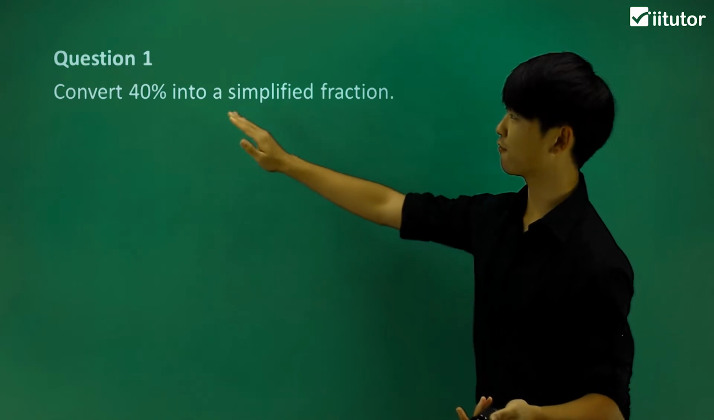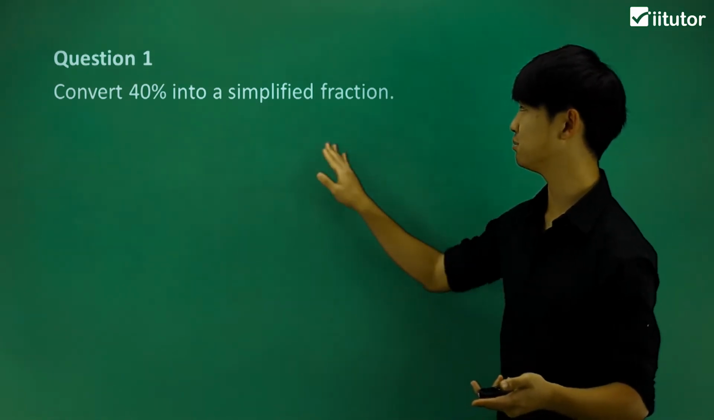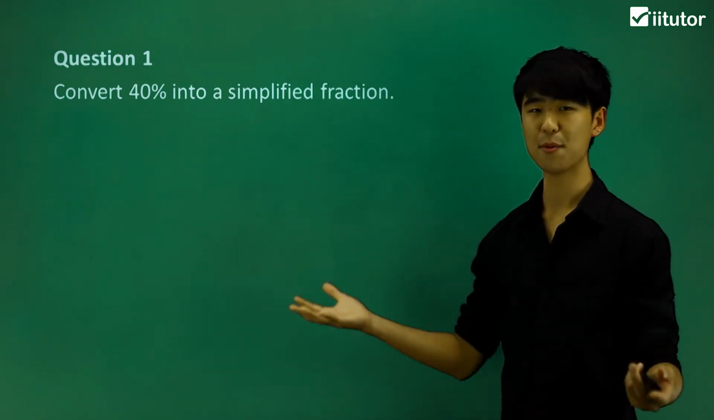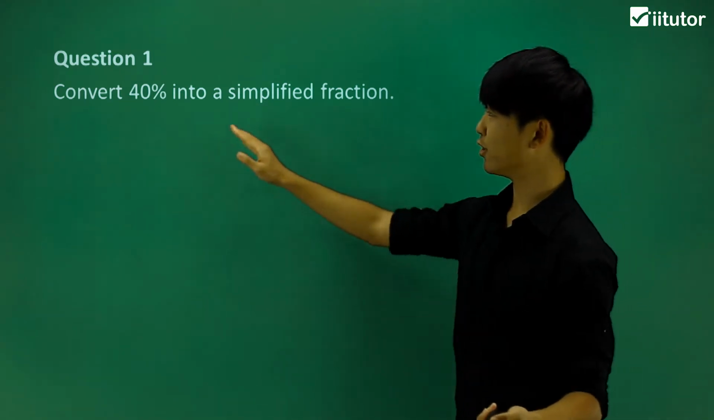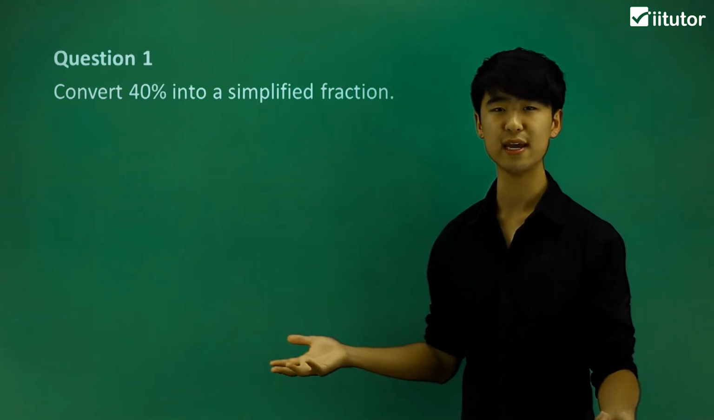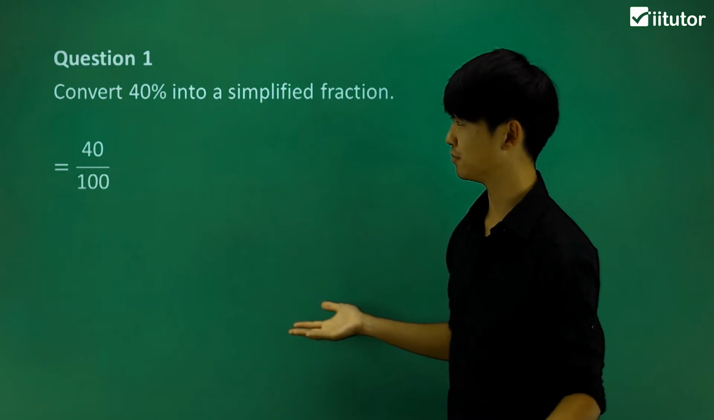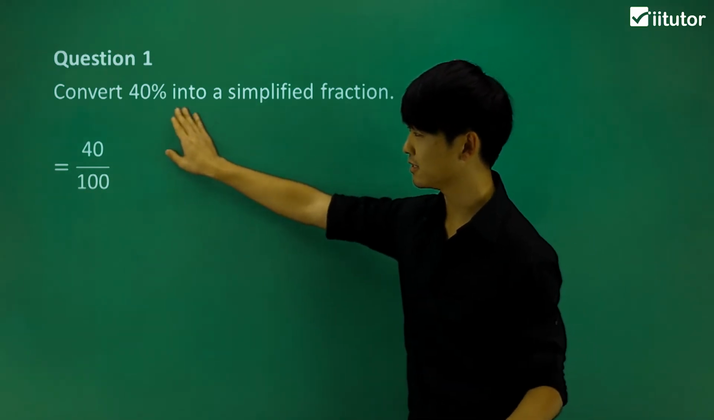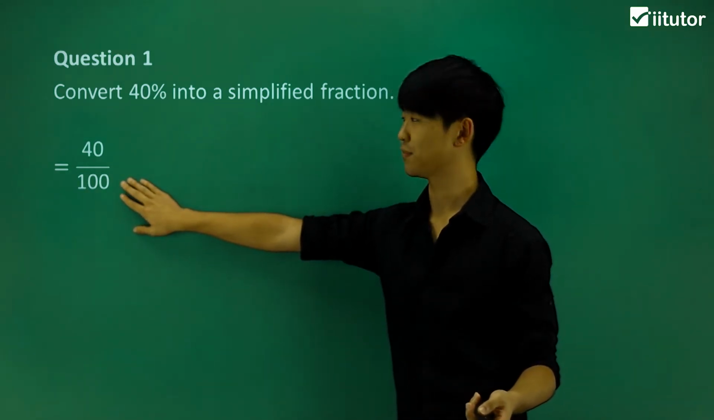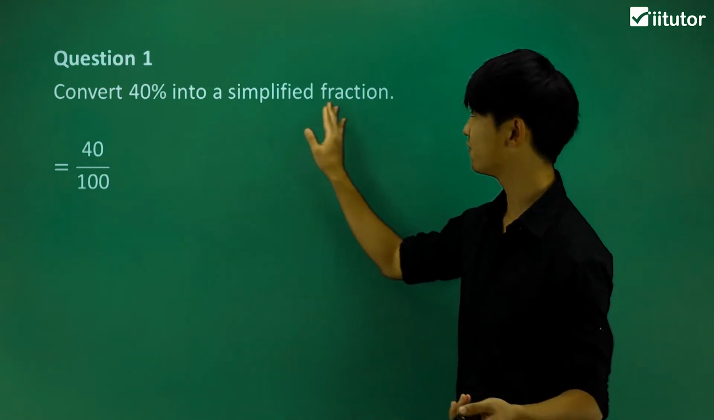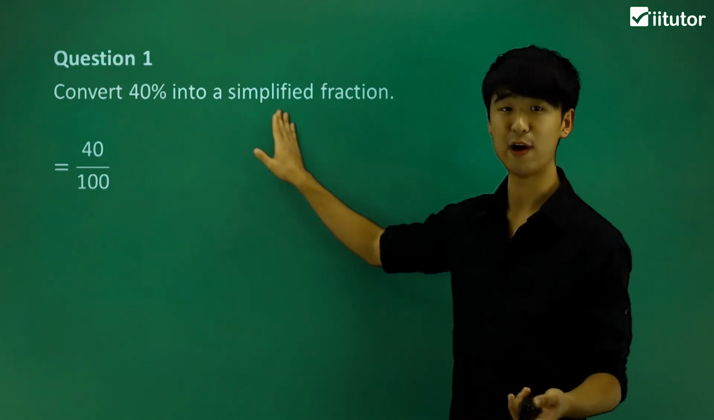We have to convert from 40% into a simplified fraction. So how am I going to do that? Well, 40% is another way of saying 40 over 100. Okay, so the percent means I'm going to have it over 100. So I've got it in a fraction form, so I've done that part. Now I need to simplify it down.